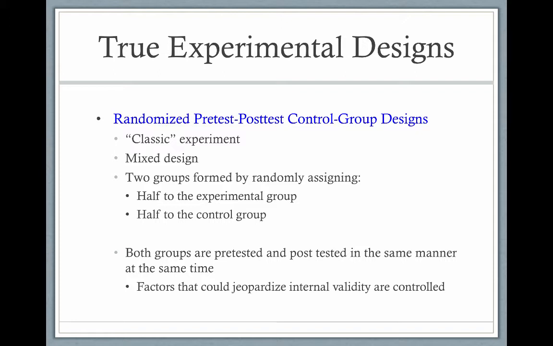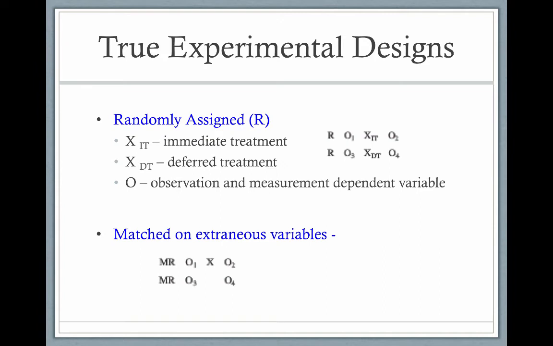Randomized pretest, post-test, control group design. A mixed design. Two groups are formed by randomly assigning half to the experimental group and half to the control group. Both groups are pre-tested and post-tested in the same manner and at the same time. Factors that could jeopardize internal validity are controlled. We have randomly assigned an intermittent treatment group, a deferred treatment group, and observations and measurements of the variables.